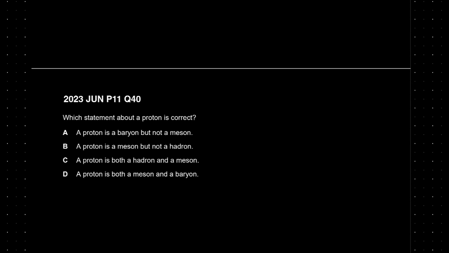Last one, which statement about a proton is correct? A proton is a baryon but not a meson. So is a proton a meson? And the answer is no, because a meson is any one which has a quark and an anti-quark pair. So it's not a meson, so it's not B, it's not C, it's not D. Obviously it is A. It is a baryon because it's made up of 3 quarks, right?